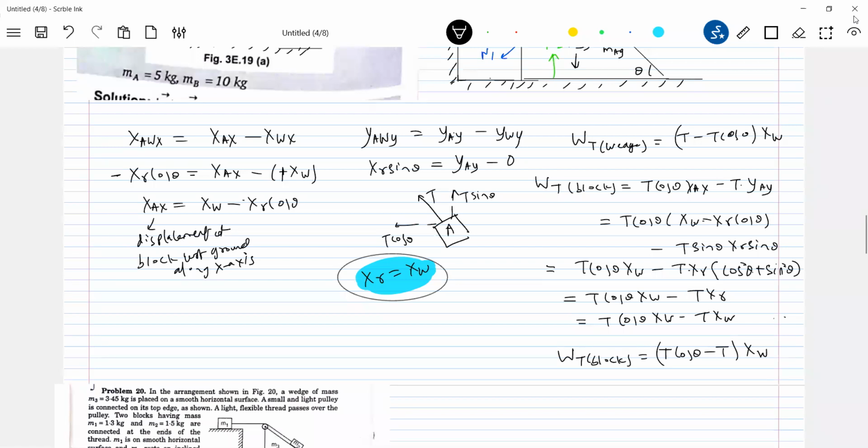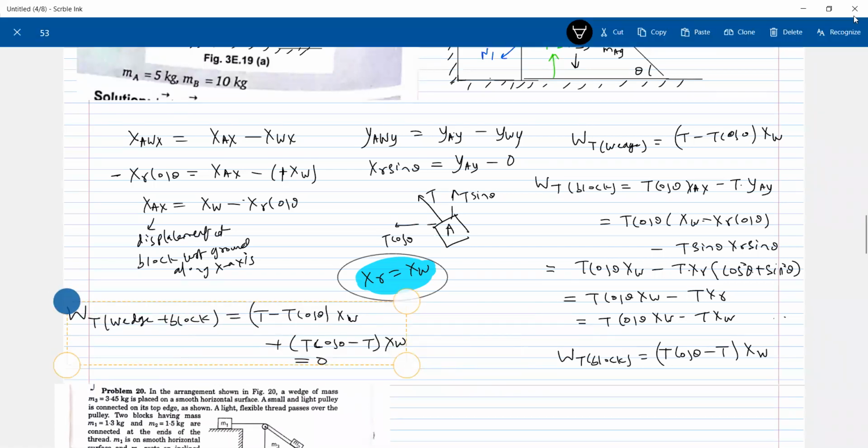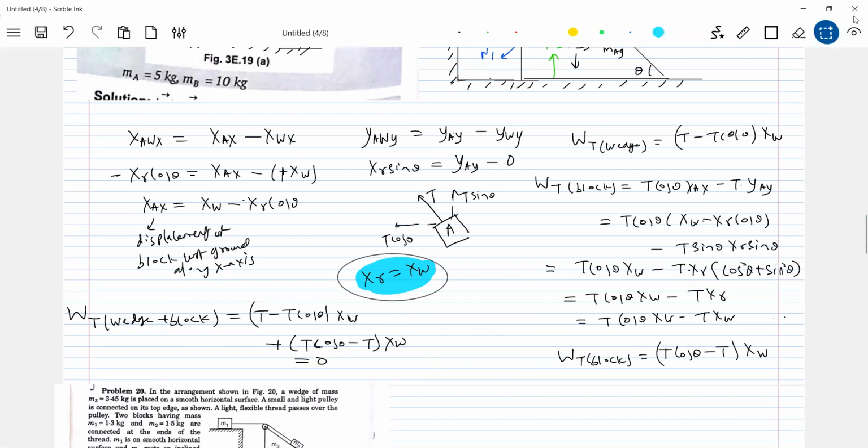So therefore, net work done by the tension on the wedge plus block, what you can write it now? T minus T cos theta XW. So this should be equal to how much? 0, no? This is very important. A student has to really fight with such ideas. Huh? This is very important.